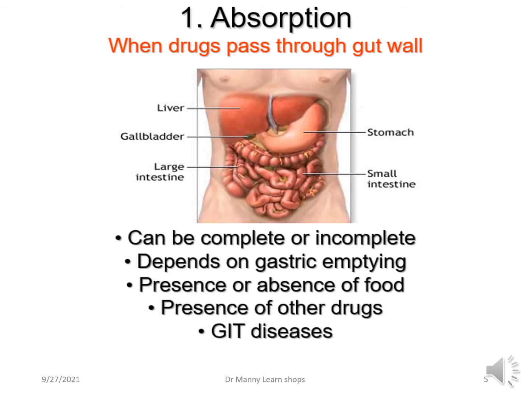When we look at absorption, this is when the drugs pass through the gut wall, the intestine. And this can be complete or incomplete. It depends on gastric emptying, presence or absence of food in the gastrointestinal system, presence of any other drugs that might interact, and if the patient has gastrointestinal disease. They all will affect absorption.